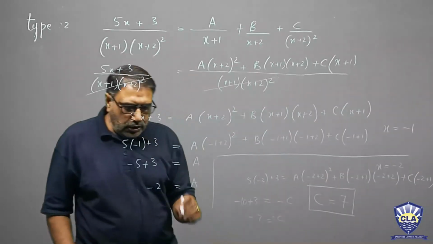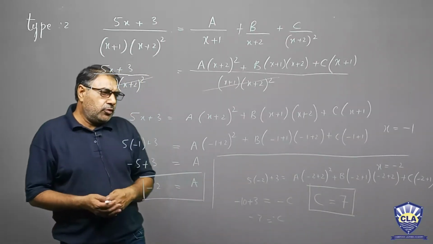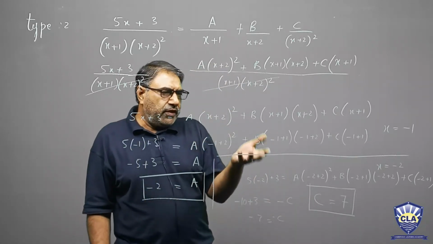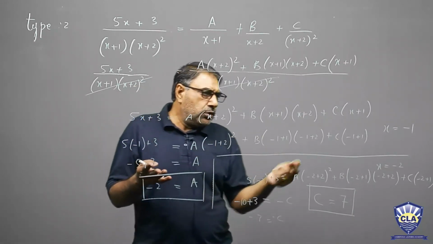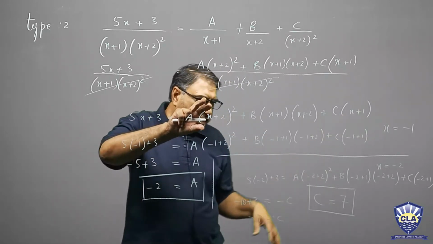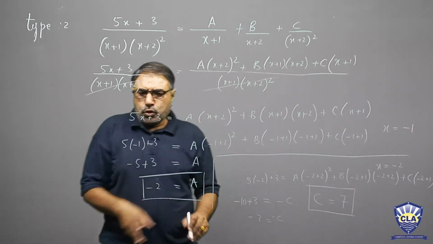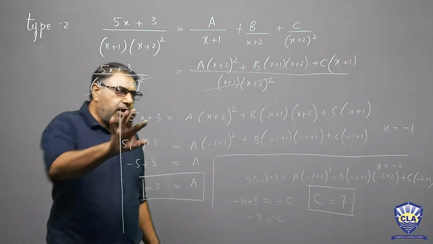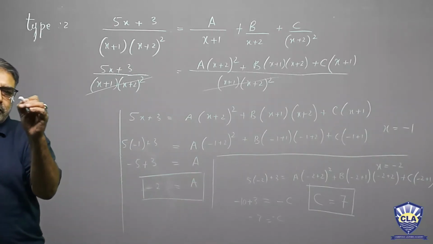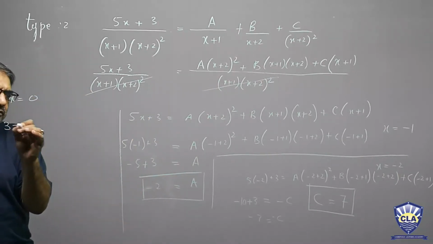We got the value of c, we got the value of a. Now there is no suitable value left. If we replace the value of x, this becomes 0, c becomes 0, and a becomes 0. So we don't have any value. At this stage, when you have the two constants a and c, put x equals 0 to get the third value. Just by putting x equals 0, it is very easy. Replace x equals 0 on both the sides. 5x becomes 0, 5 into 0 plus 3, only 3 is left.